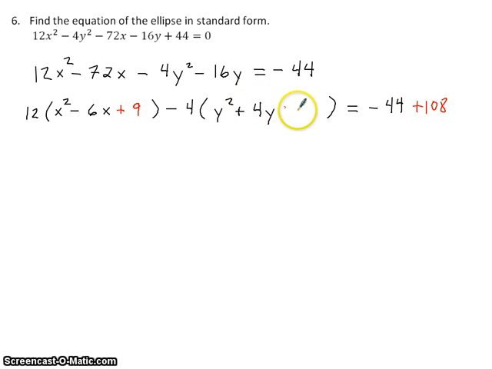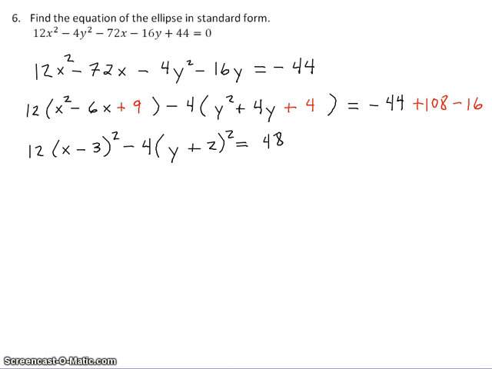And then over here we have half of 4 is 2 to the power of 2 is 4. We're adding in a 4 there. And we're not really adding in a 4, we're actually subtracting 16. So I need to balance that out by subtracting 16 from the right side. Let's go ahead and see what this gives us. Okay, so we've factored the perfect square trinomials, gotten two of the same binomials, and now we have a 48 on the right, and we have to divide both sides by 48 to find the equation.